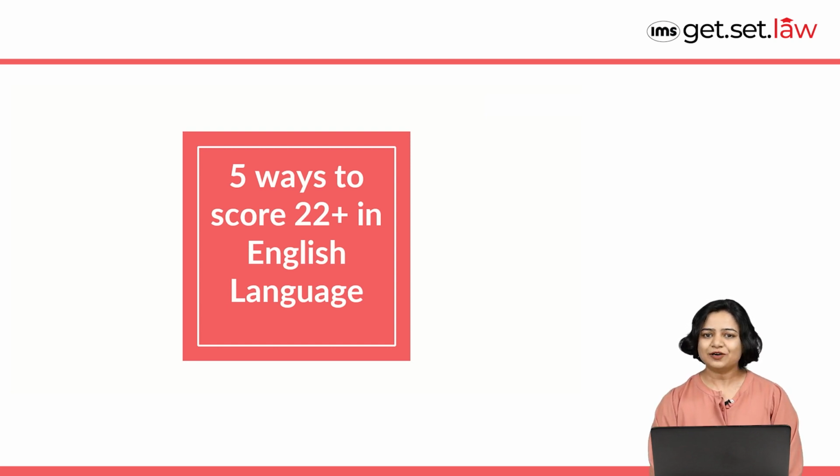Now, I really hope that you have already taken some mocks and you have a fair idea of what you're scoring right now. So no problem if you're scoring under 10, because I think the journey is pretty much possible. From under 10, you could go 22 plus. Yes, we do not have a lot of time, but we still have got 3 months and a lot can happen in 3 months. Let's understand how.